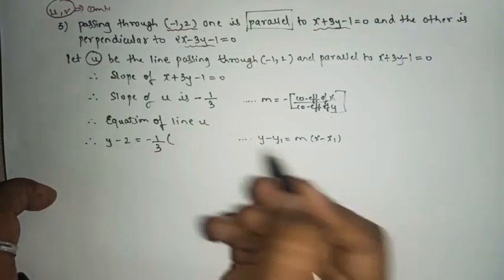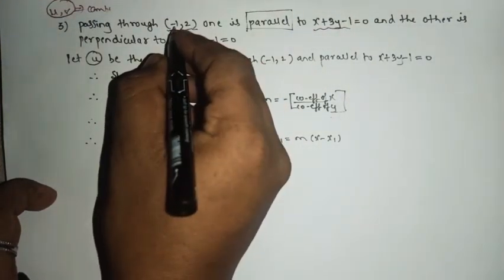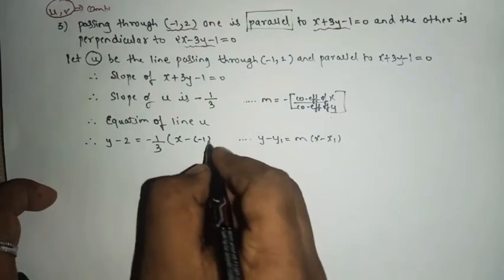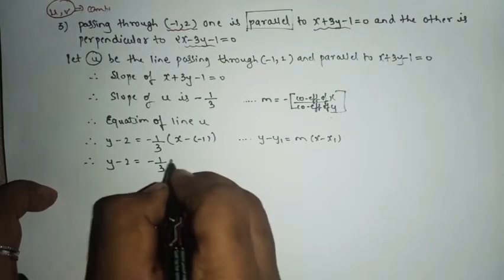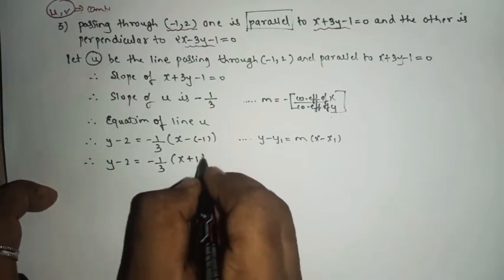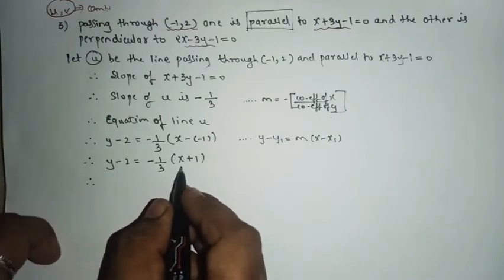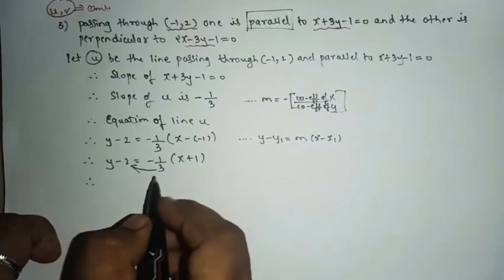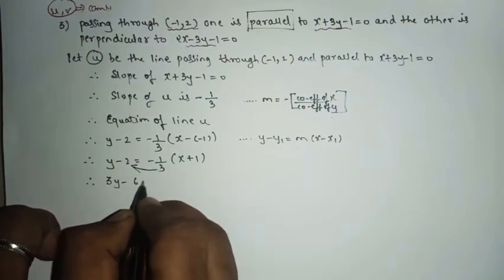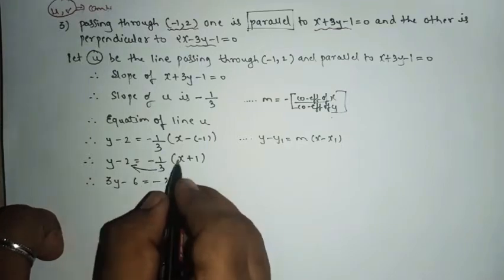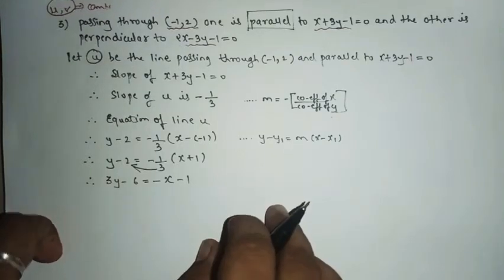Minus 1 by 3, and then x minus x1, so here that is what? Minus 1 already, yes or no? So in the next step, y minus 2 equal to minus 1 by 3, so minus minus will be what? Plus. So bracket open with this minus 1 upon 3, or instead of that, shift this 3 to the left hand side. So what we'll get? 3y minus 6 equal to minus, bracket open with minus 1, so minus x minus 1, yes or no?